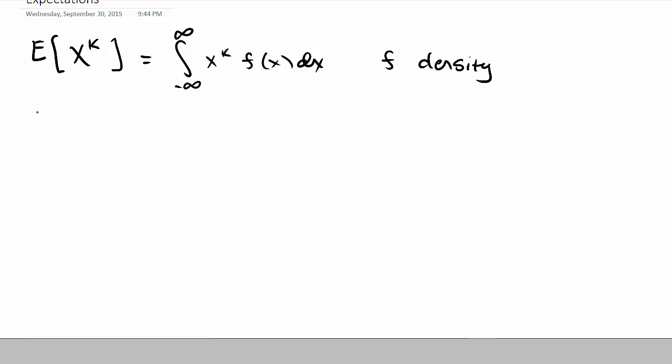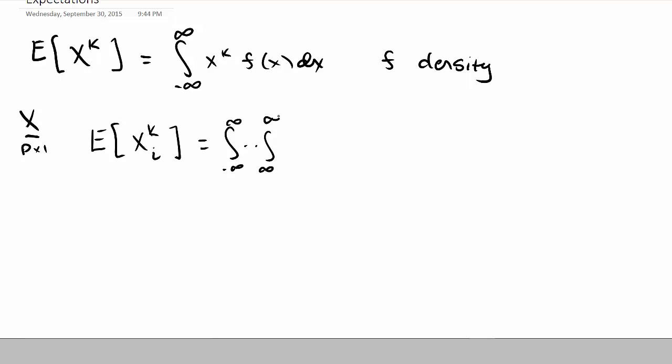Imagine now, instead of x being a scalar, x is a p-dimensional vector. So x is p by 1. Then the kth moment of the ith component of the vector x is nothing other than the multivariate integral of xi to the k times f of x1 up to xn, dx1 up to dxn.